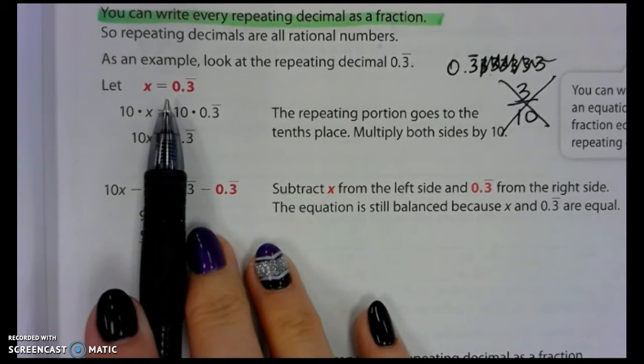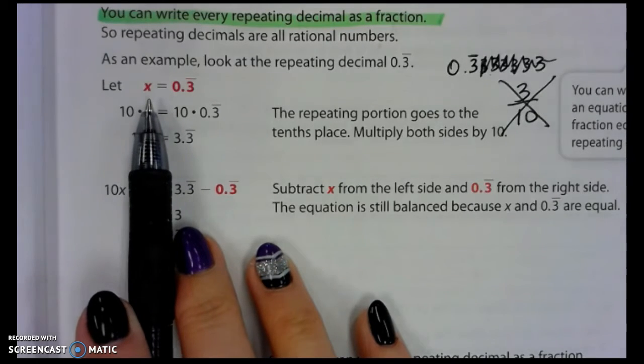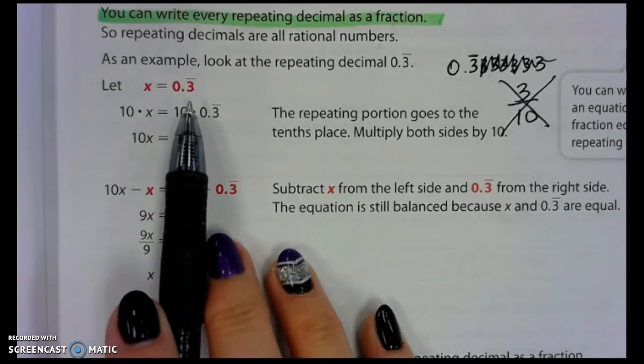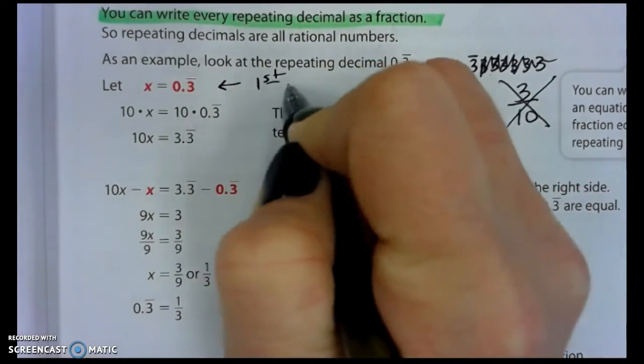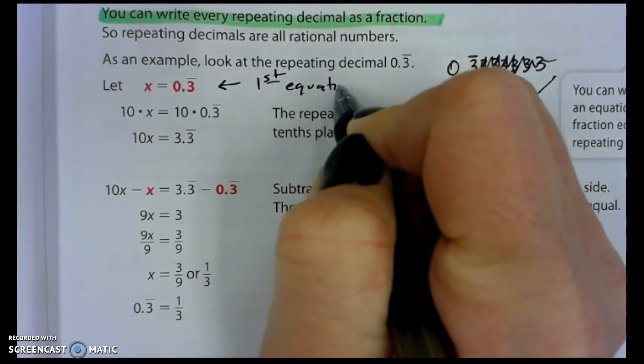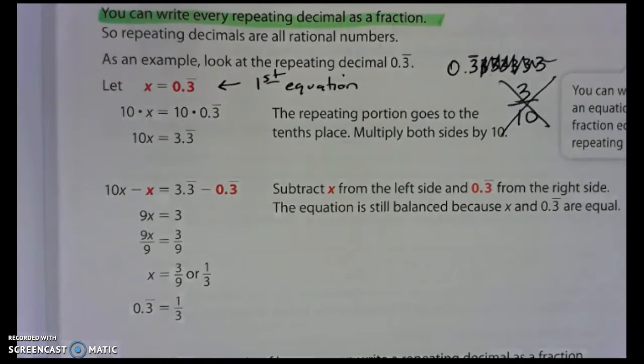Set your repeating decimal equal to a variable. Okay, they're setting it equal to x. X equals 0.3 repeating. This will be your first equation. Okay, that's your first equation.